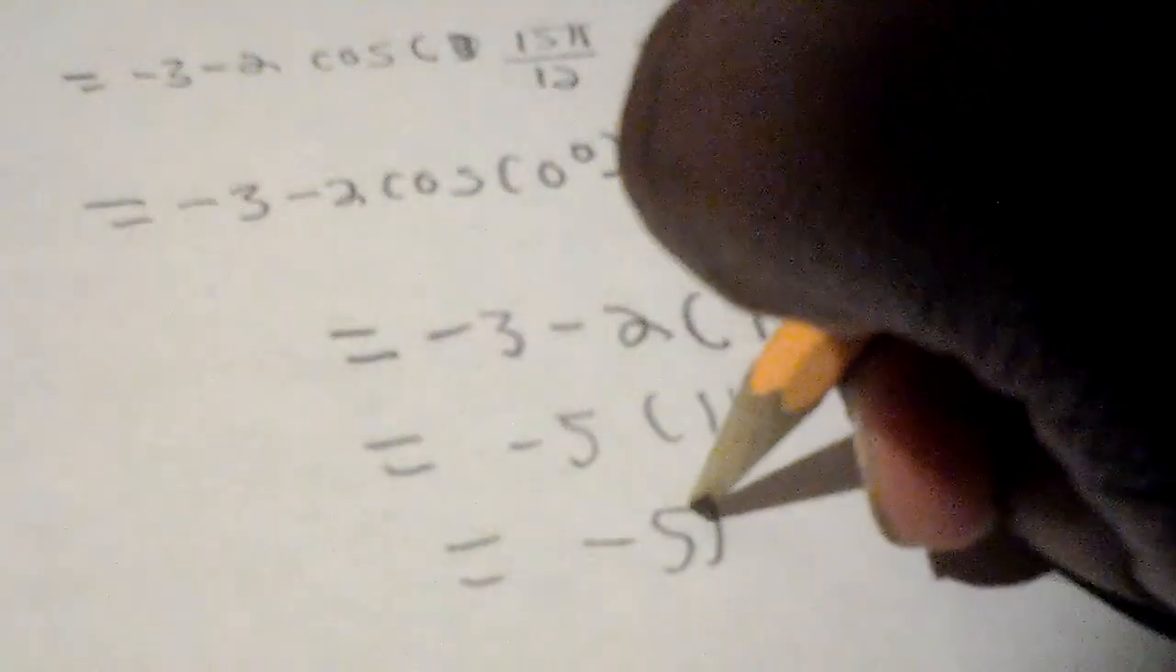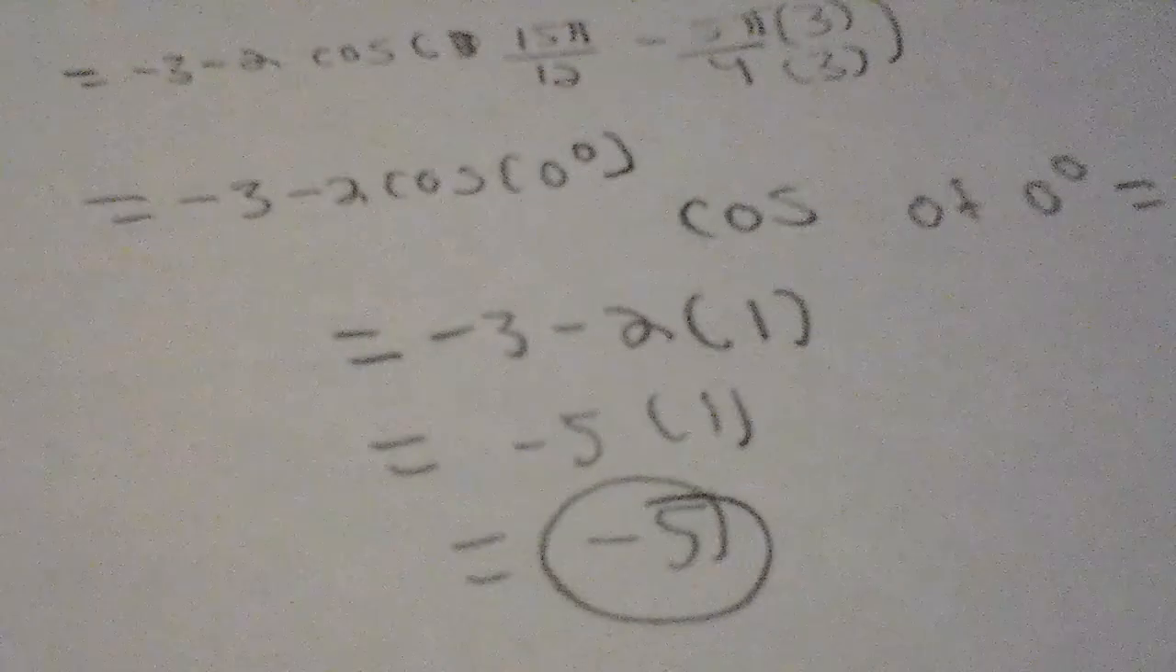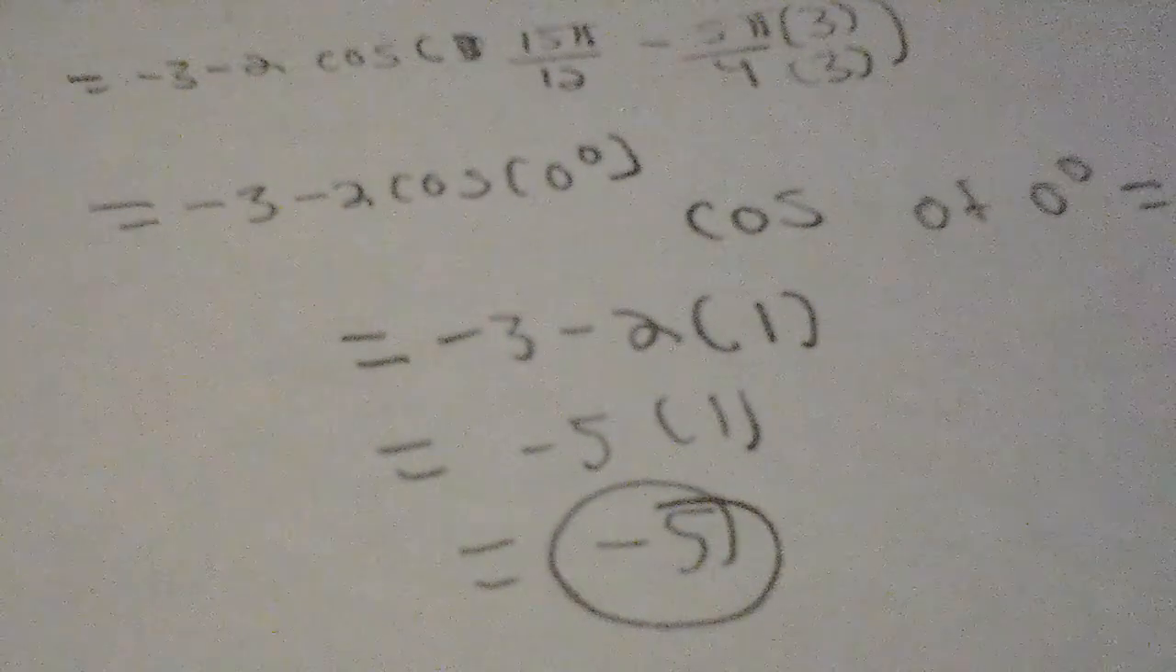Now, writing it again, equals negative 3 minus 2, equals, that will give me an answer of negative 5 as my y. Now I will continue the same process for the next y.